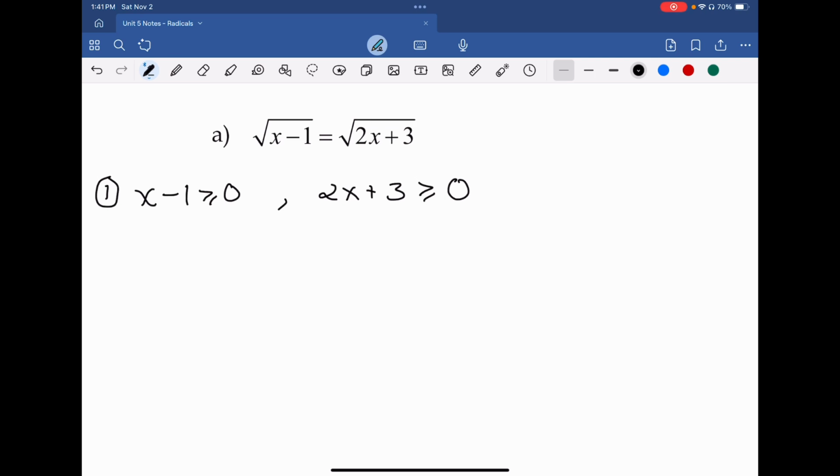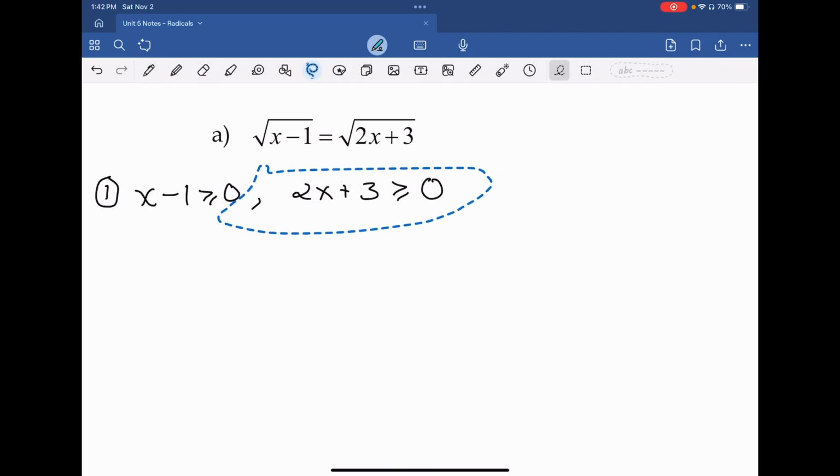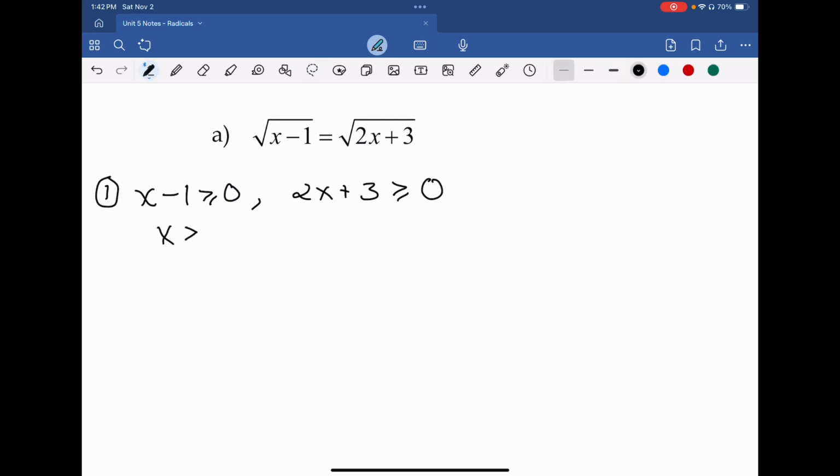Now, the reason I'm using a smaller pen here is that we have to create some space for the problem. And maybe I'll bring them closer together to maximize space. There we go. We're going to isolate these. If I add 1 to both sides, x is greater than or equal to 1. On the other one, x is greater than or equal to negative 3 over 2 if we isolate the x.